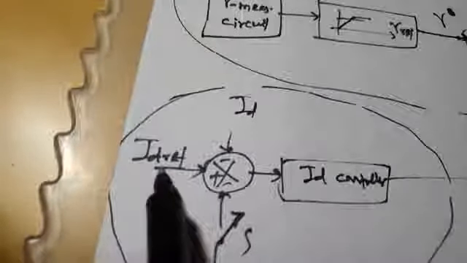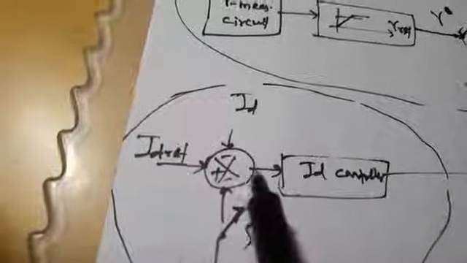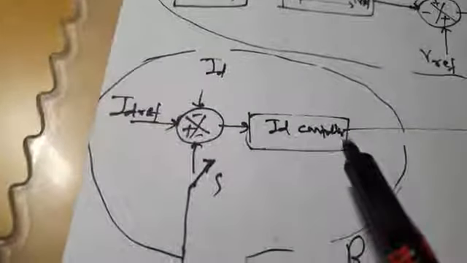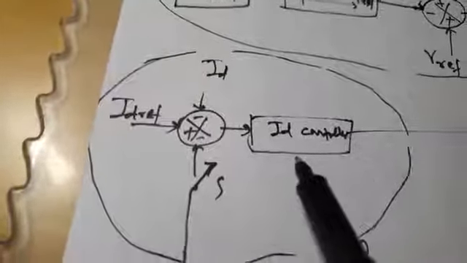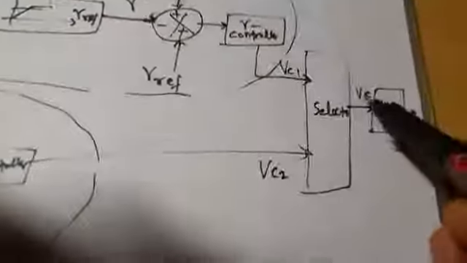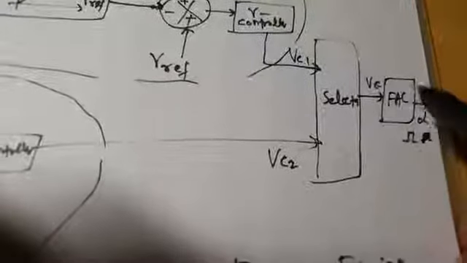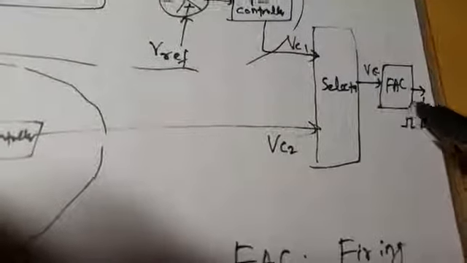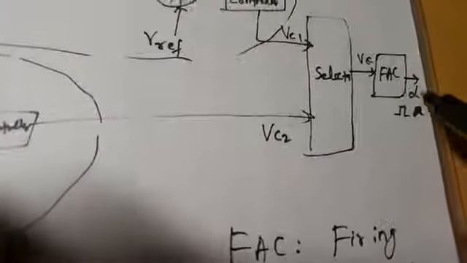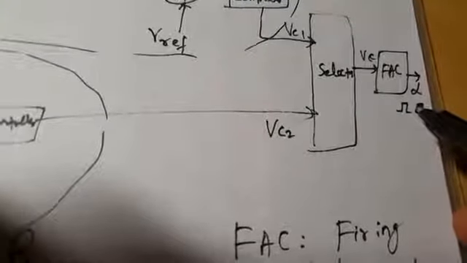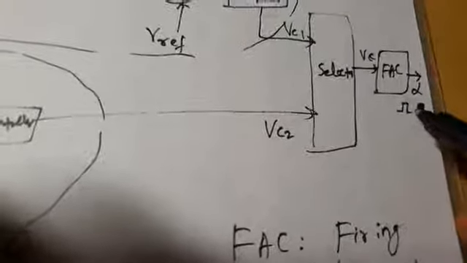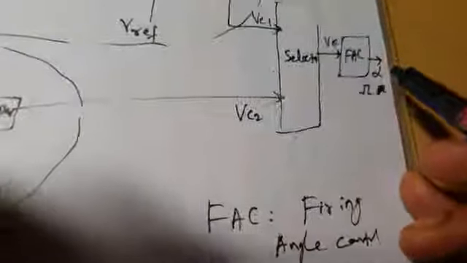If actual DC line current is not equal to reference DC line current, then an error will be produced here that will be given to the ID controller, which is basically a PI controller, and then it will go to this block. This block will generate some control voltage VC, which will go to the firing angle controller, and at the output of firing angle control, you will get control pulses to various valves of the rectifier converter, at a certain delay angle alpha. So it will decide what should be the delay angle.